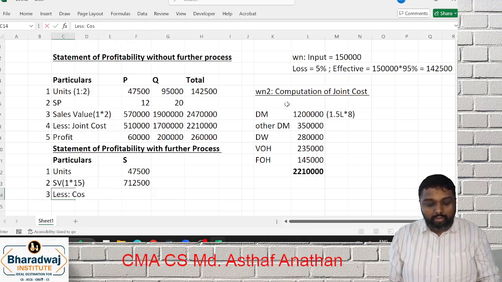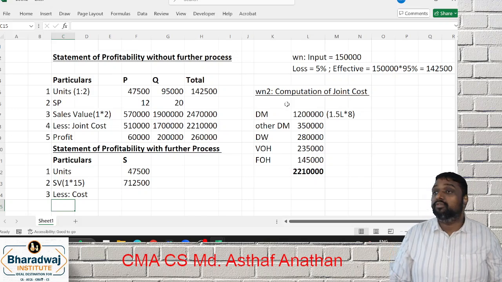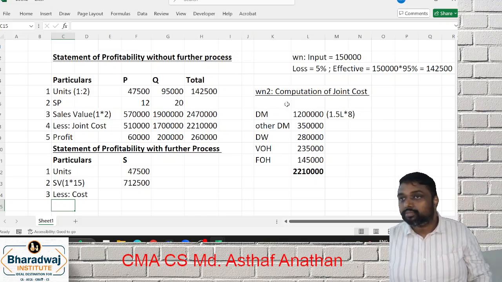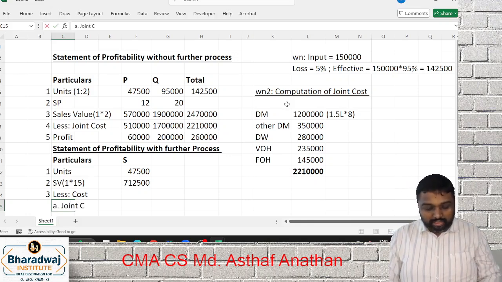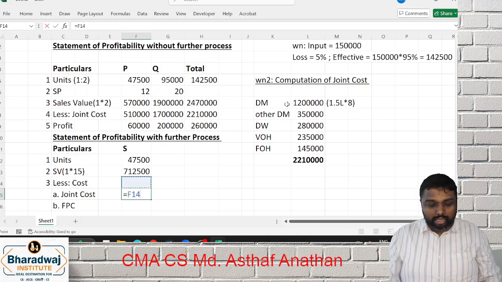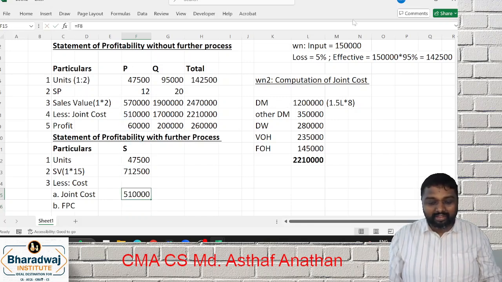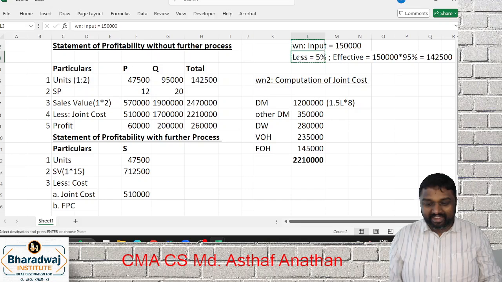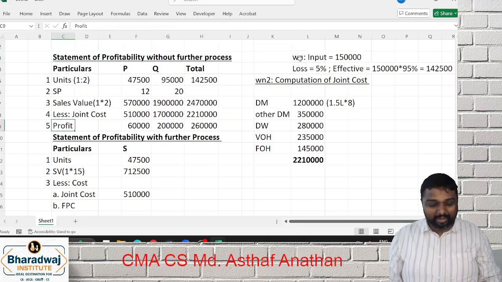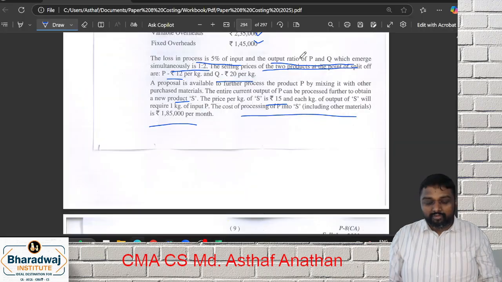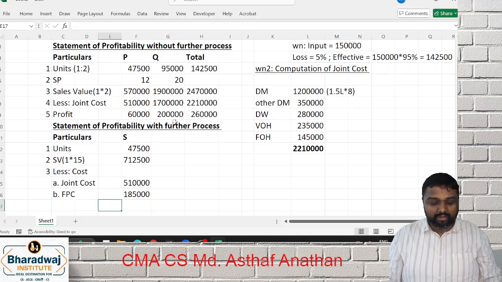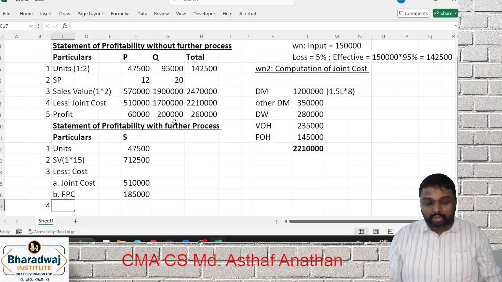Tell me, my dear friends, you know very well there are two types of cost involved if it is a further process: one is joint cost, another is further process cost. Joint cost we know already. What is the further process cost? The question has already given it, but still I want to get the answer from you. Further process cost, very clear, perfect my dear friends: 1,85,000.